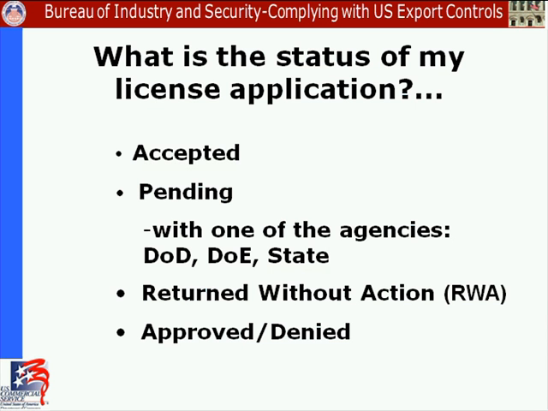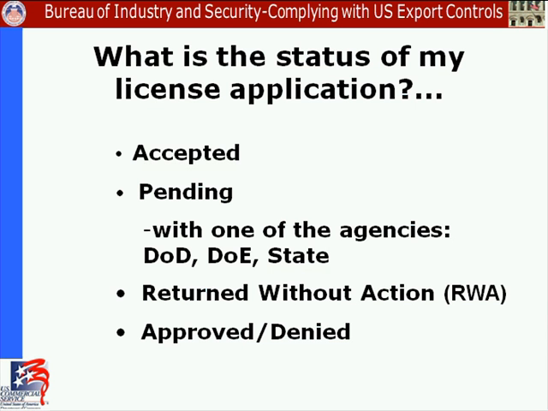So your application will be accepted. You'll get that confirmation. Once it's accepted, the next step is for the application to be reviewed. While the application is being reviewed, it's officially in what's called the pending status. It's pending a review and a decision by one of 4 government agencies. Usually it's the U.S. Department of Commerce, the U.S. Department of Defense, the U.S. Department of Energy, and the U.S. Department of State. And which of those agencies would review your application would depend on the details of that particular situation.